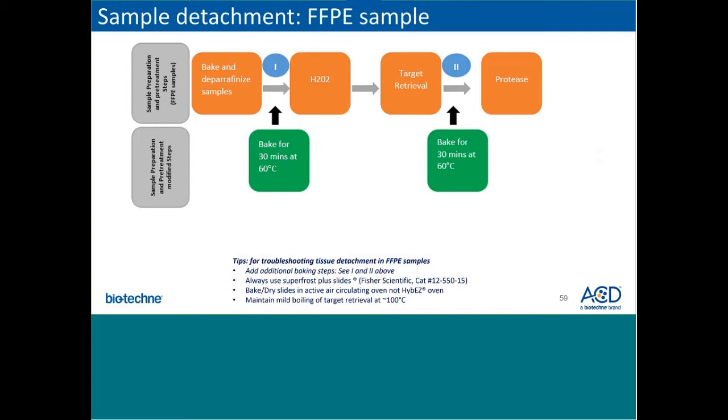Here we have the sample detachment for the FFPE samples, in which the modifications you can make would be to do an additional baking step after your deparaffinization. You can also do an additional baking step after your target retrieval.